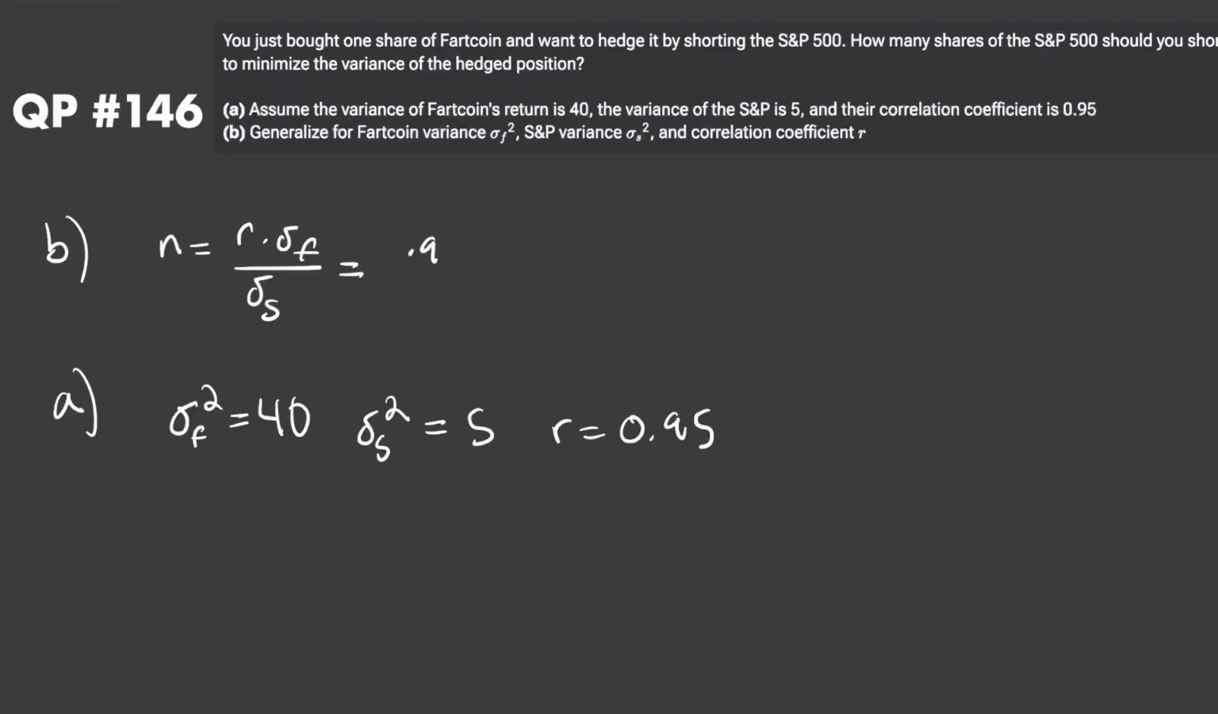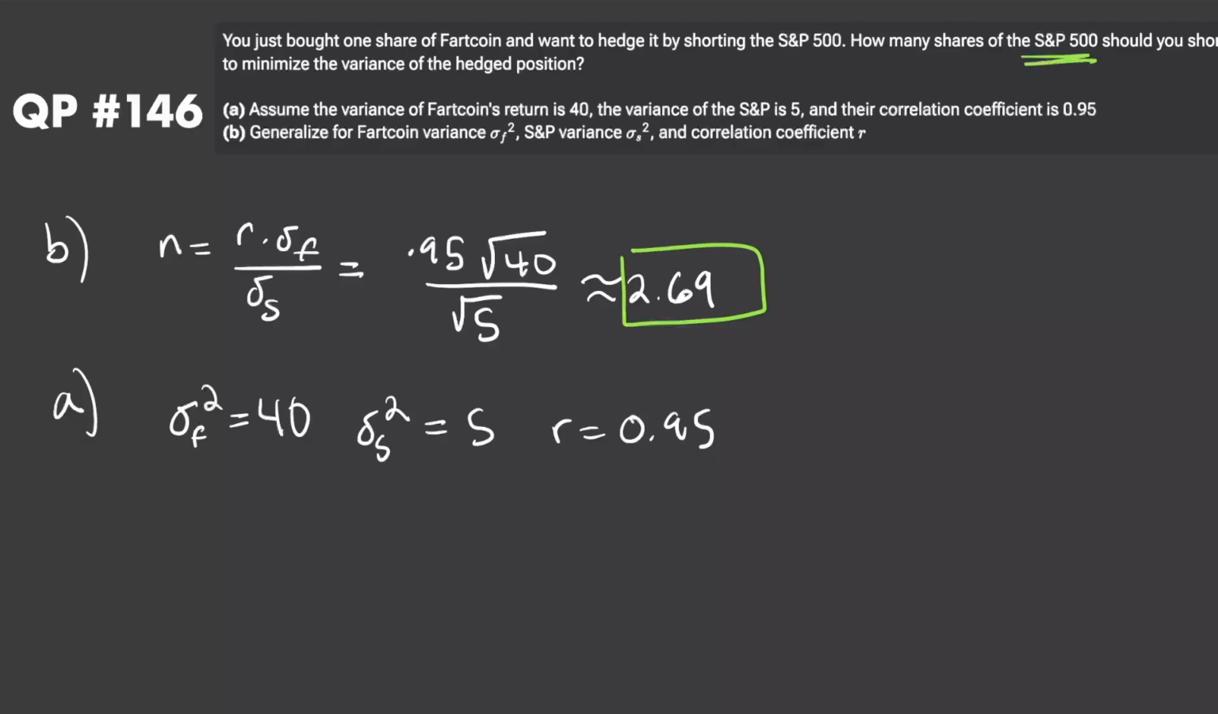R is 0.95. Sigma F is just going to be the square root of our variance for Fartcoin, which is just going to be the square root of 40, and sigma S is going to be the square root of 5. When you plug this into a calculator, you get something along the lines of 2.69. This means in this specific situation, you should short 2.69 shares of the S&P, and that will minimize the total variance of your entire bet. Now, what do all these numbers actually mean?